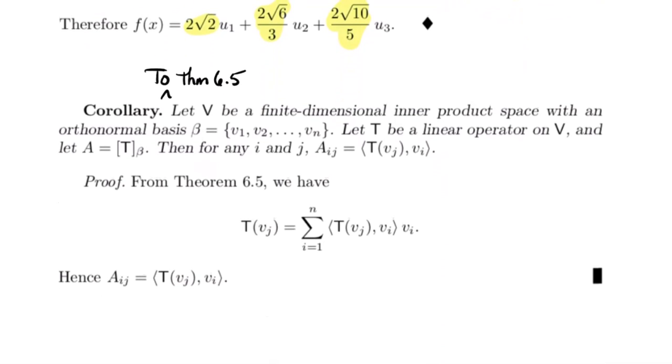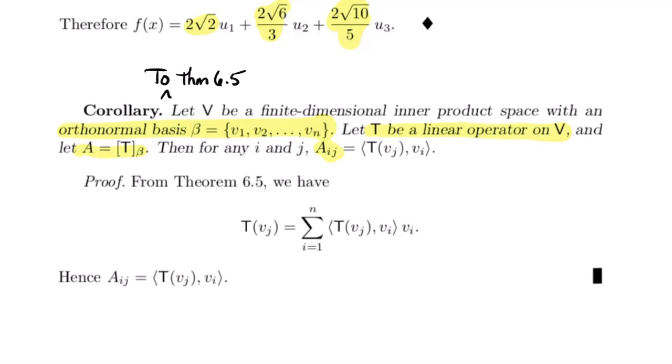Here's a nice little corollary of this. You remember that to write the matrix of a linear transformation, you have to find the coefficients of the image of each one of the basis vectors. Well, if you have an orthonormal basis on an inner product space and you want to write the matrix of that linear operator, let's call the matrix A, then what would be the ij entry of that thing?